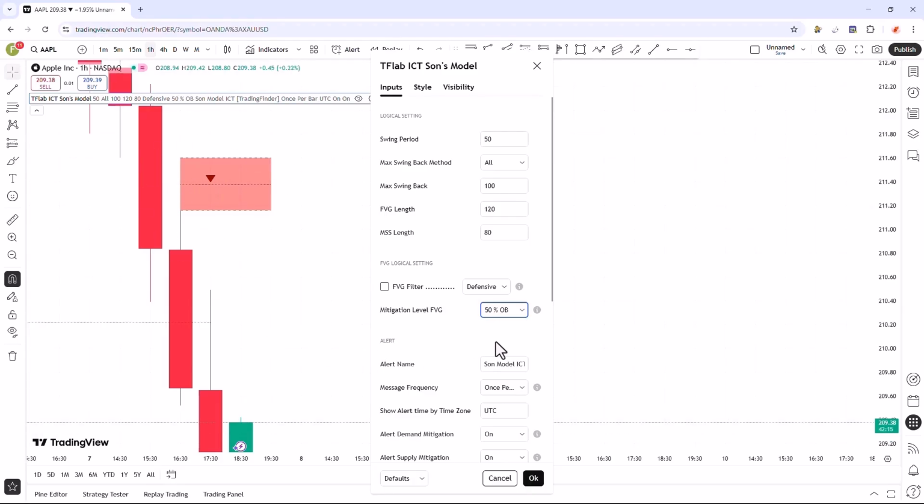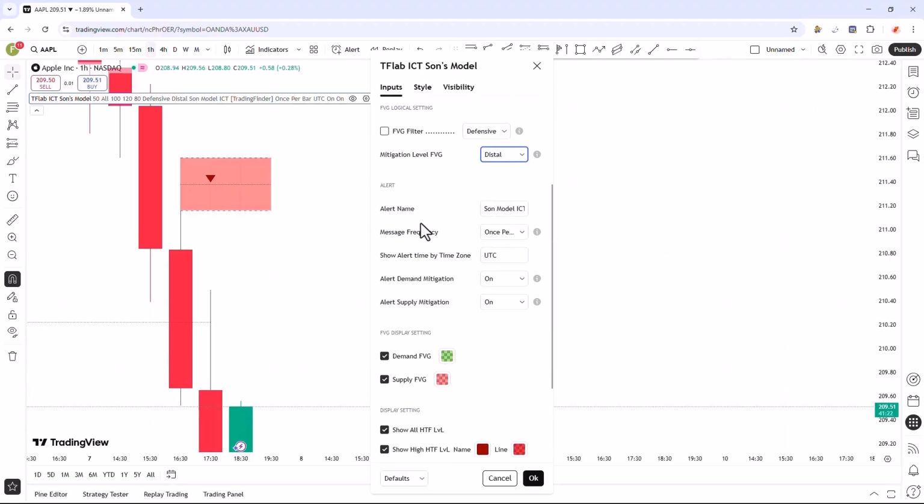If we choose the 50% OB mode, it takes the 50% level of the FBG zone into account, and when the price reaches the 50% level of the FBG zone, it marks this zone as consumed. And if we select the distal mode, it considers the farthest level of the FBG zone from the price, and when the price reaches the distal level, it marks the FBG zone as consumed. By choosing the last mode, the price must consume the entire FBG zone, and after that, the zone will no longer extend and will be considered consumed.